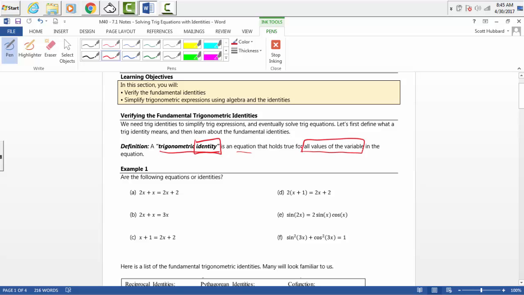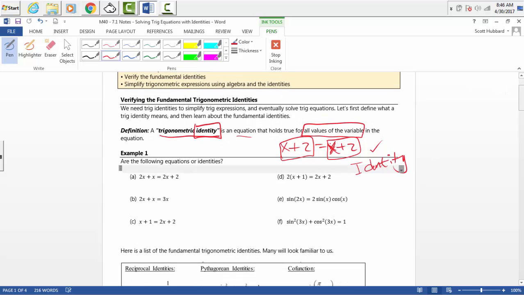So what that means is that it's not like we're solving for x when we have an identity. It's something that's always true. So for instance, x plus 2 is always equal to x plus 2, right? There's no solving there. This left side is always equal to the right side, no matter what. So that's called an identity. It's a special type of equation. So let's make sure we're understanding what I mean by identity versus equation here.